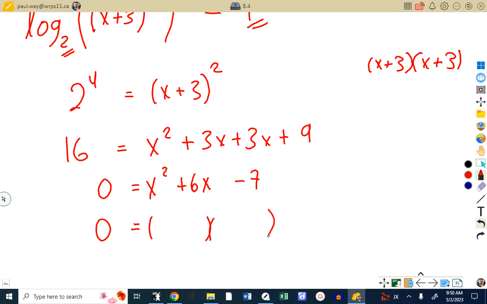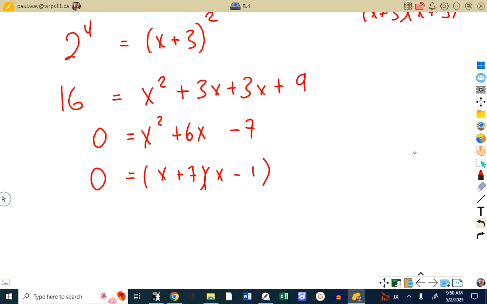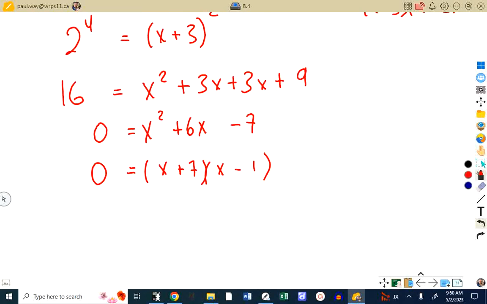This is definitely factorable. Two numbers that multiply to give negative 7 and add to give positive 6 are positive 7 and negative 1. Which means, by my reckoning, x is equal to negative 7 and x is equal to positive 1. Now, any questions about the algebra there?